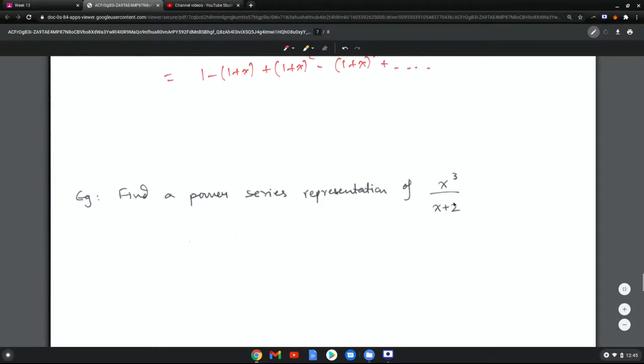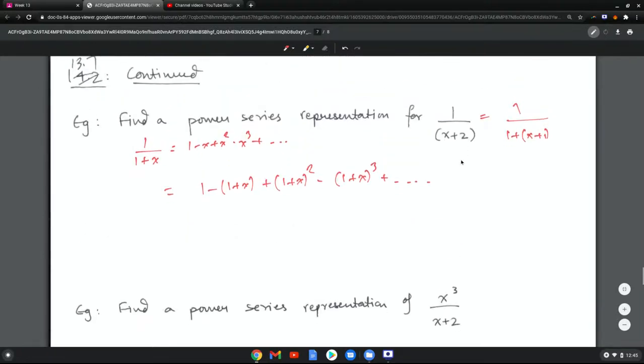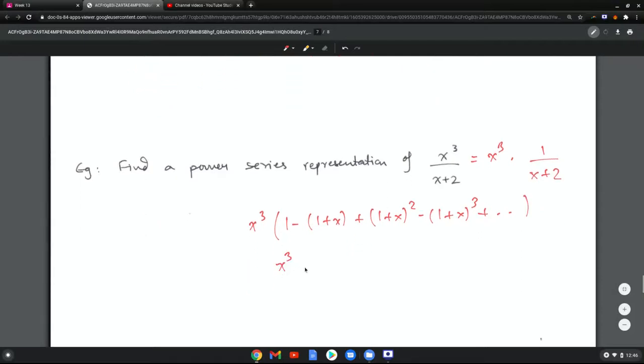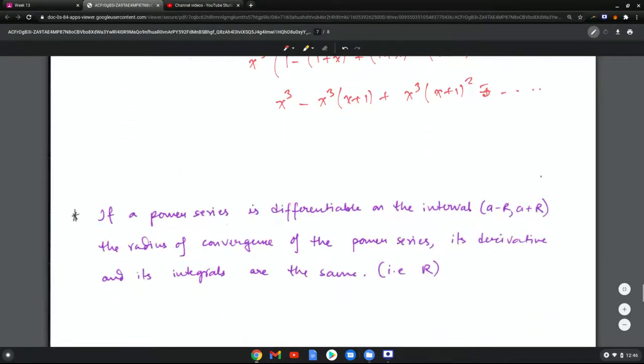Find a power series representation of this term now. We already have one for 1 over x plus 2. And this is nothing but x cubed multiplied by this, which means that for the power series, I could just multiply x cubed with a power series representation of 1 over x plus 2. So now this is x cubed minus x cubed times x plus 1, x cubed times x plus 1 squared, and so on, with alternating plus and minus.